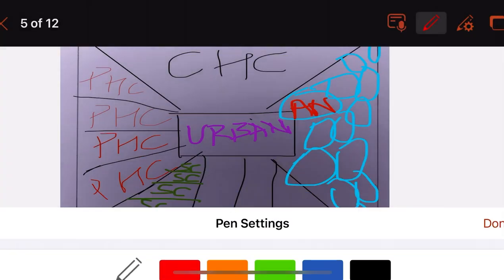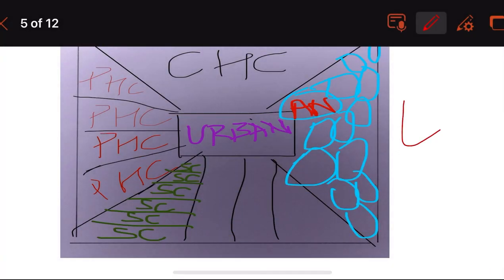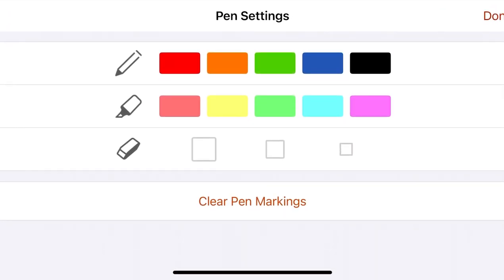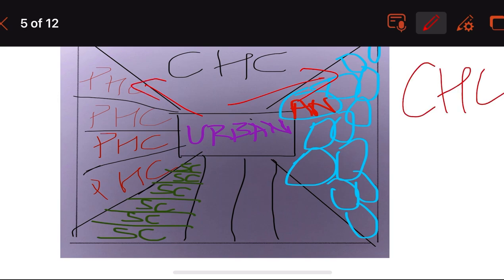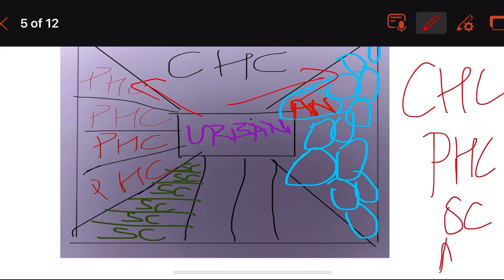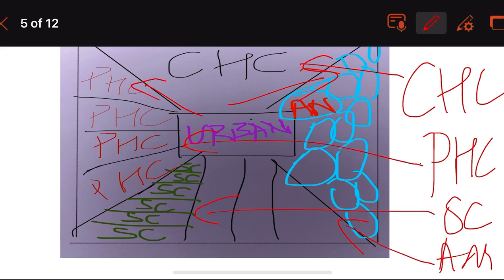So what the government did was, in order to distribute the health services to the rural areas, they came up with the CHC, PHC, SC, and Anganwadi. So now, what is the CHC? CHC is a community health center. PHC is the primary healthcare center. This is the sub center and Anganwadi centers.